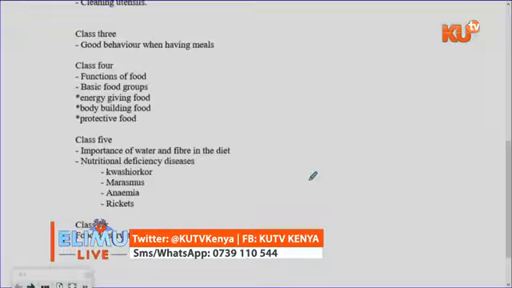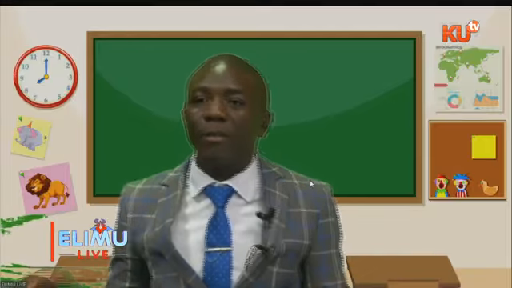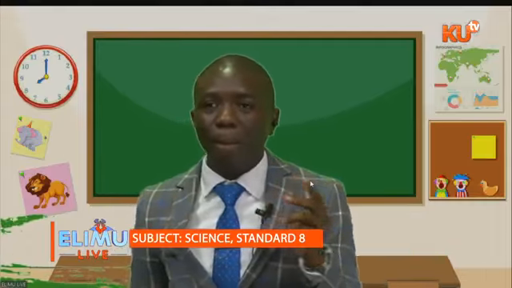And then in the same class 4, we learned about basic food groups. We have 3 basic food groups in science. The first basic food group is energy-giving food. The second is bodybuilding food. And the third one is protective food. Those are the 3 main basic food groups that we have in science.